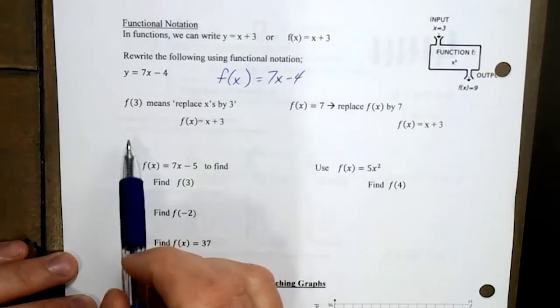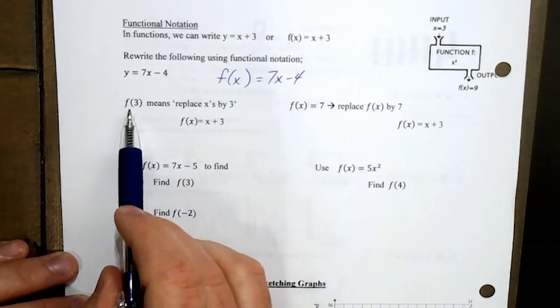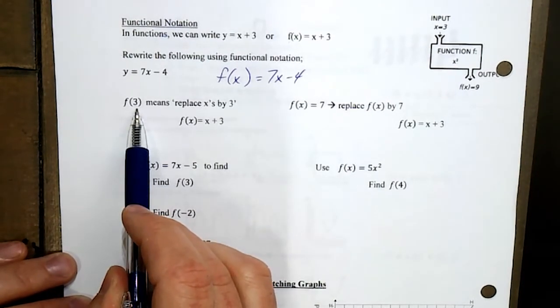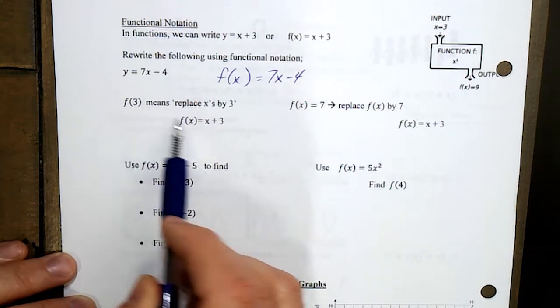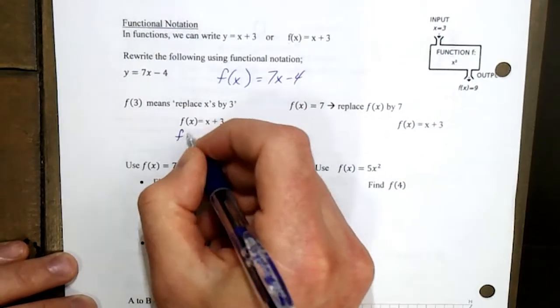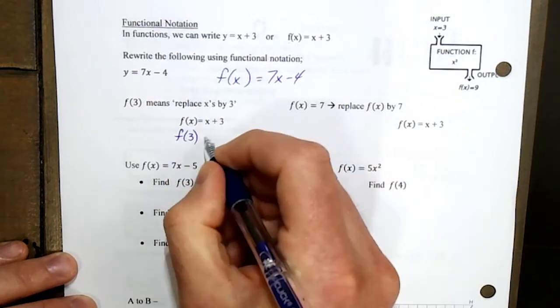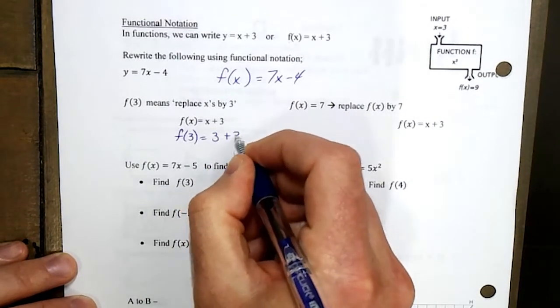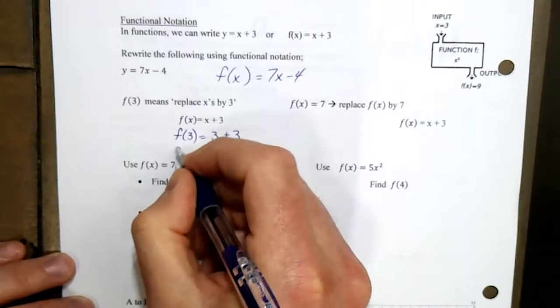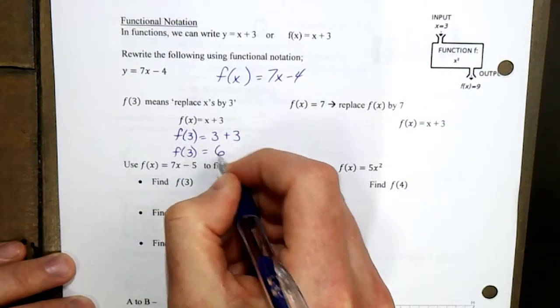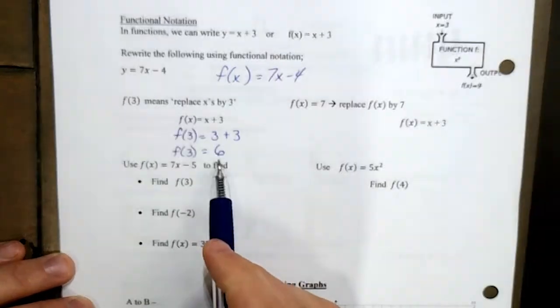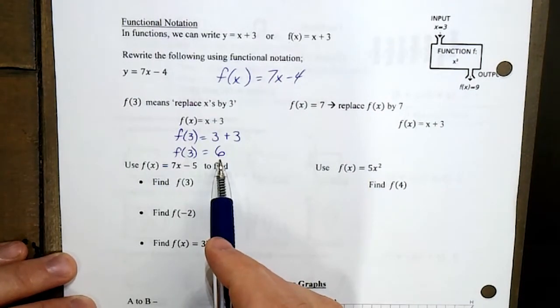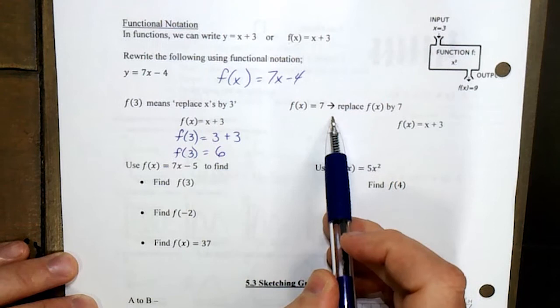Now, how do we use it? Take this one, for example, f of 3. It means that we're going to take all the x's and replace them with 3's. So here I've got f of x. It becomes f of 3. The x becomes a 3, and then I do the math. And so if I put 3 into the equation, I get an answer of 6. The output is 6.